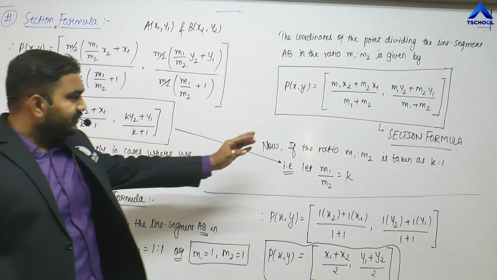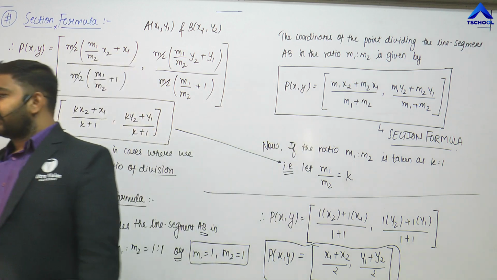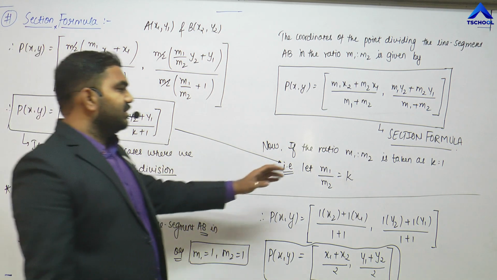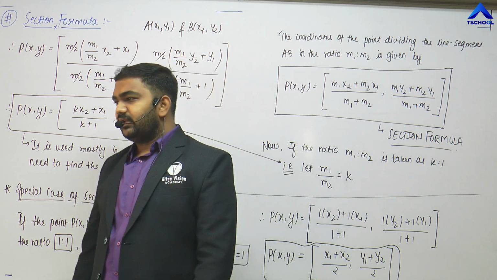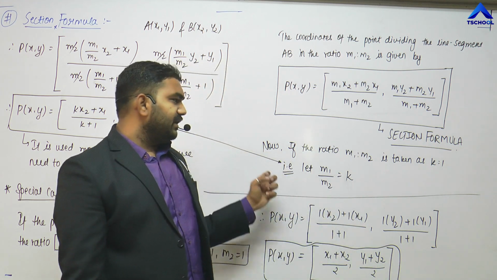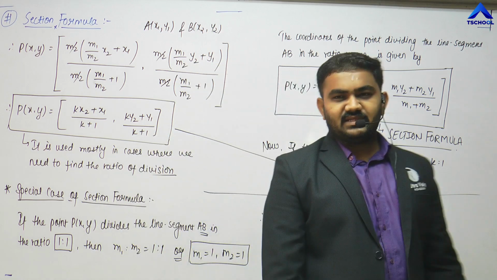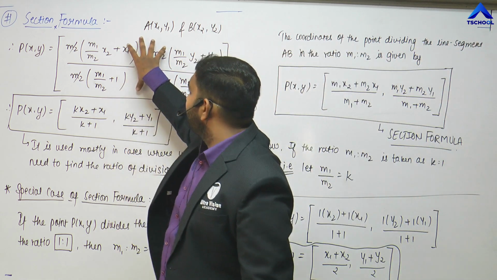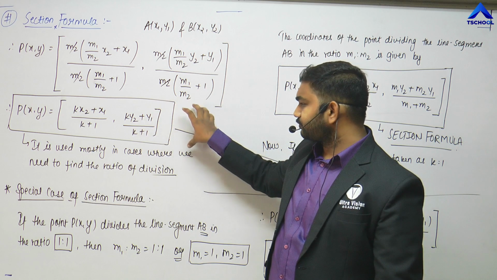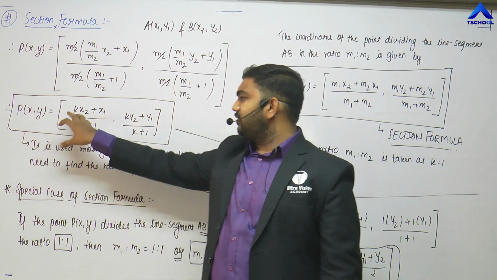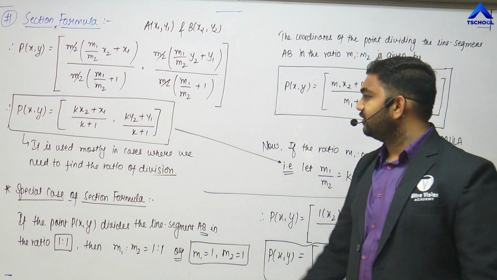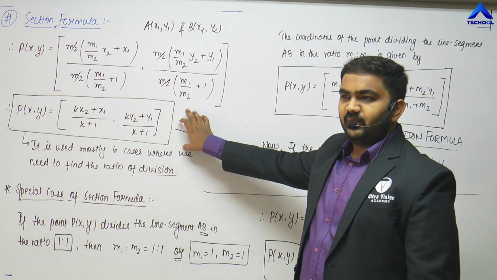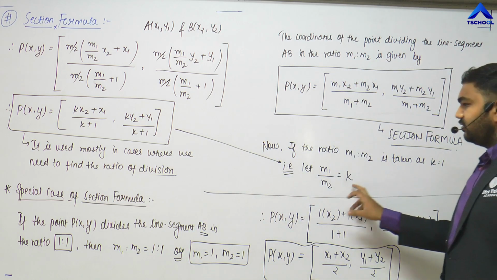So originally the section formula is P(x, y) equals (m1 x2 + m2 x1)/(m1 + m2), (m1 y2 + m2 y1)/(m1 + m2). Then what did we do? We replaced that if the ratio m1 is to m2 is taken as k is to 1, or m1 by m2 equals k, then at that time the section formula was written as P(x, y) equals (kx2 + x1)/(k + 1), (ky2 + y1)/(k + 1), right? So this was the formula when the ratio was taken as k is to 1 or k.